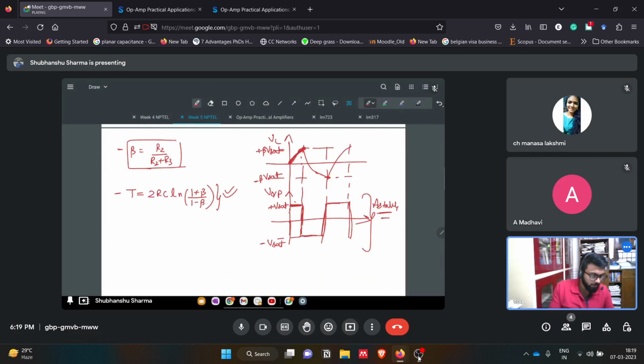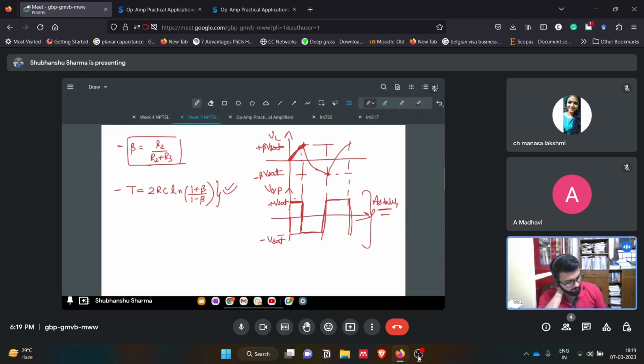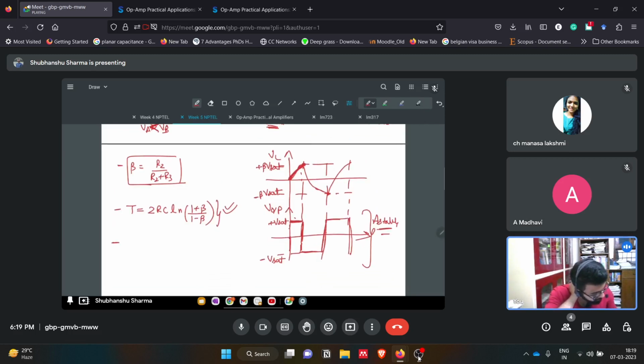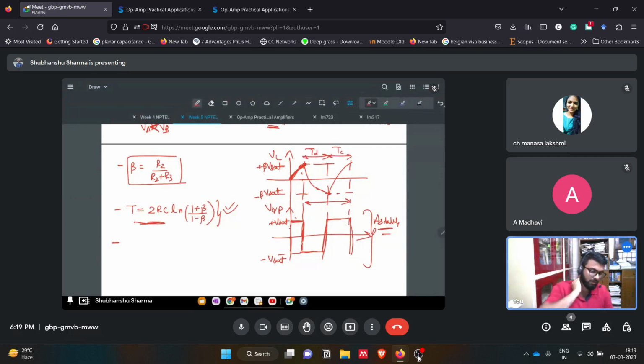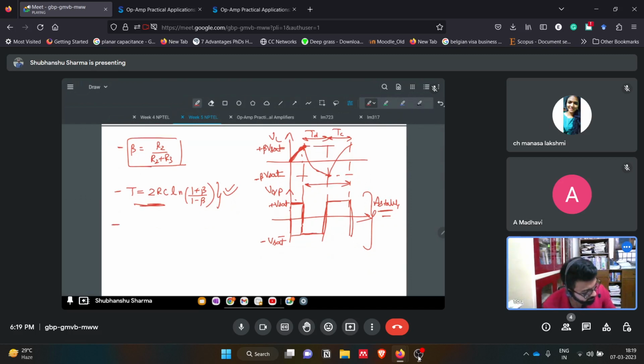We know one equation of capacitor voltage, and basically we need the charging and discharging total time. So this is the total time, this is the discharging time TD, and this is the charging time TC. Fine. So if we just talk about TD, the discharging time, let's say we have to derive this. So how will we achieve this equation? We'll see the discharging time, that is TD.